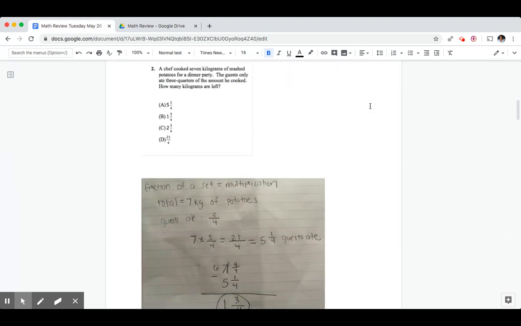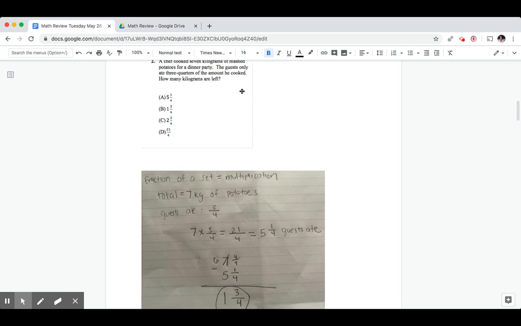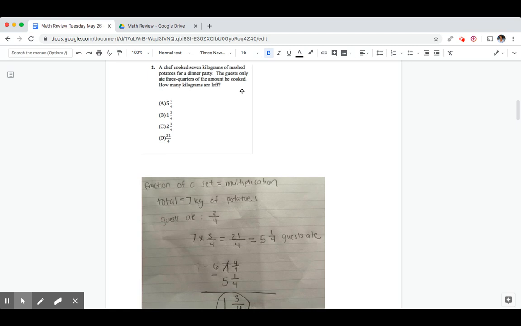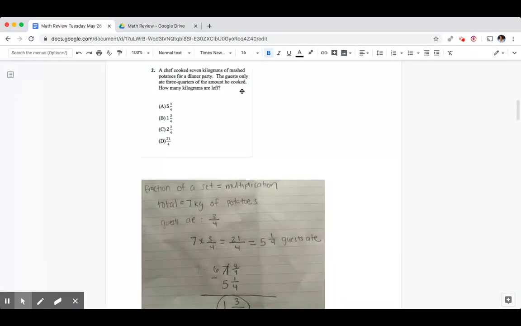For number 2, we're going to go over it together. It says a chef cooked 7 kilograms of mashed potatoes for a dinner party. The guests only ate 3/4 of the amount he cooked. How many kilograms are left? Well, this problem is a fraction of a set problem. And we know that whenever we're doing a fraction of a set problem, we are doing the operation multiplication. We're trying to figure out the fraction of a total here. Our total was that there are 7 kilograms of potatoes. And the guests ate a fraction of that total, which was 3/4. So we want to figure out what is 3/4 of 7.